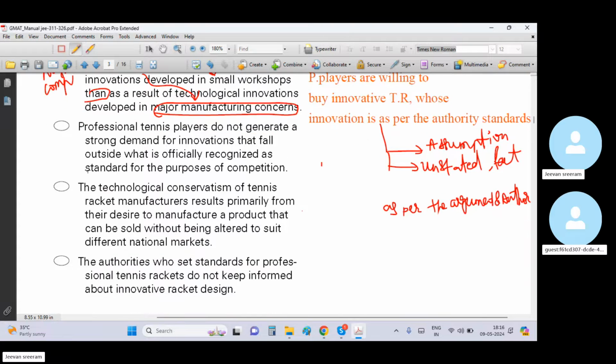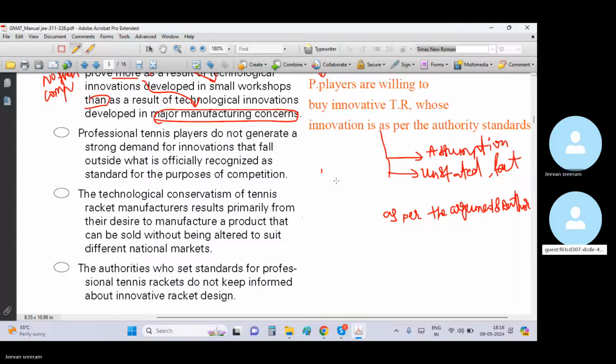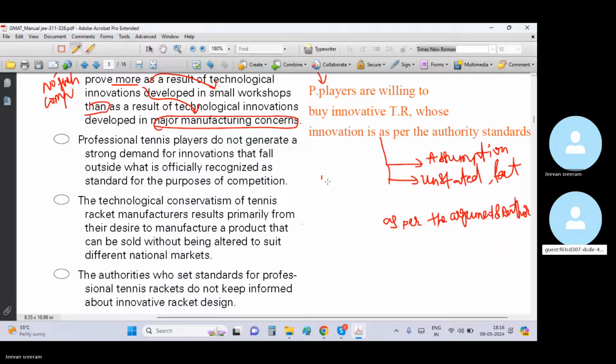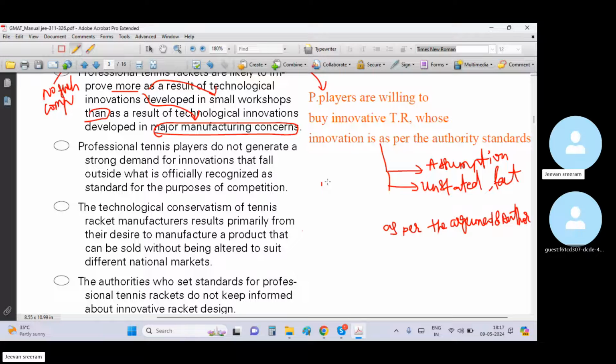Next, the third one. Professional tennis players do not generate a strong demand for innovations that fall outside what is officially recognized as standard for the purpose of competition. Okay, what does this mean? The professional players don't generate a strong demand. So they don't demand which innovation? Those that fall outside what is officially recognized, not as per the authority standard. If they are not as per the authority standard, they won't accept.